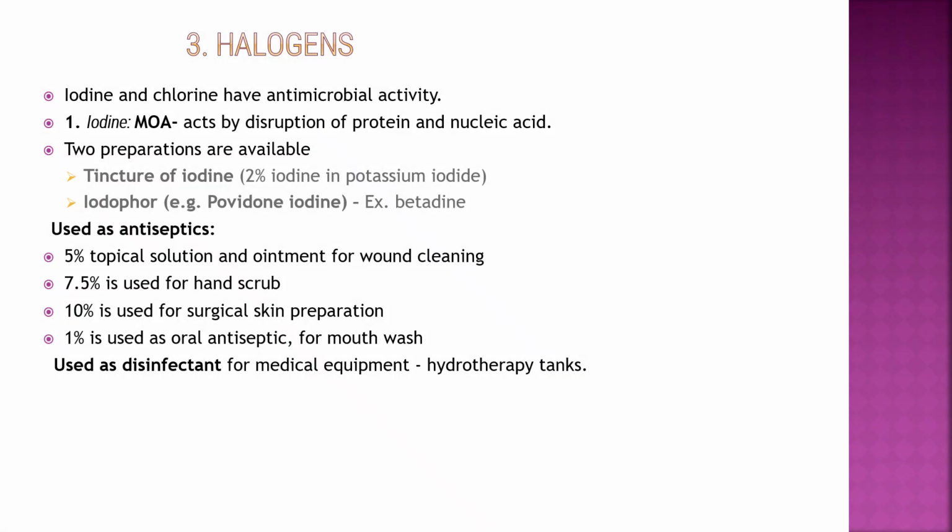Third are the halogens. Iodine and chlorine are the examples, and they have antimicrobial activity. First is iodine. Mechanism is disruption of protein and nucleic acid. There are two preparations: tincture of iodine, 2% iodine in potassium iodide, and iodophor, that is povidone iodine, for example Betadine. It is used as an antiseptic: 5% topical solution and ointment for wound healing, 7.5% for hand scrub, 10% for surgical skin preparation, 1% as an oral antiseptic or mouthwash, and as a disinfectant for medical equipment. It is also used in hydrotherapy tanks.